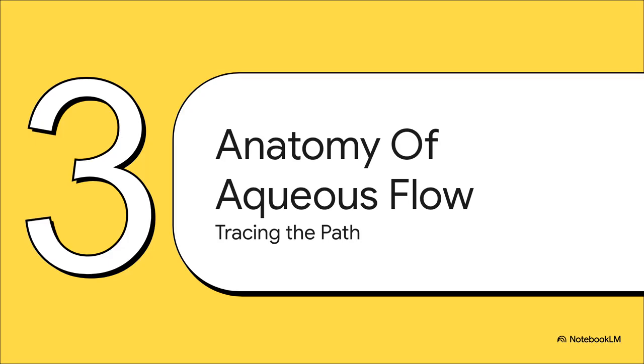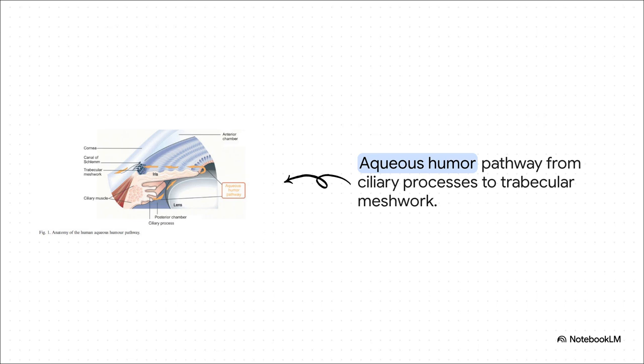All right, let's shift gears a bit. Section 3, anatomy of aqueous flow. Let's see how this builds biologically. I want you to actively trace this path with me. The production phase, our Goldman numerator, begins right here at the ciliary processes. Specifically, it's formed in the non-pigmented epithelium of the pars plicata portion of the ciliary body.